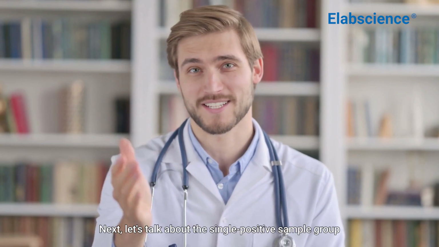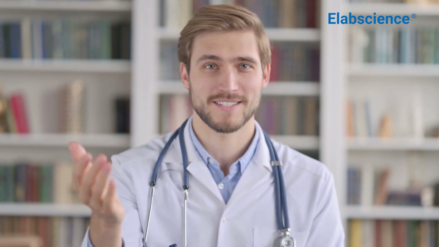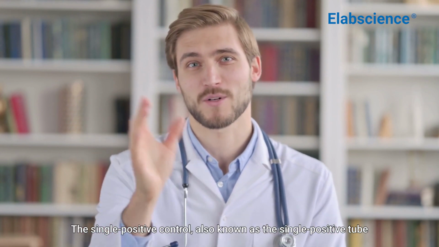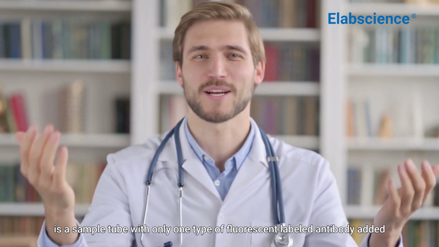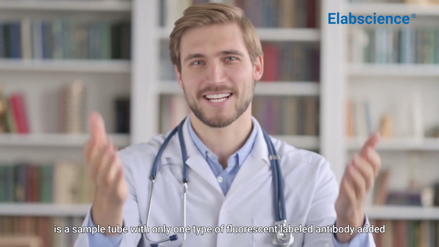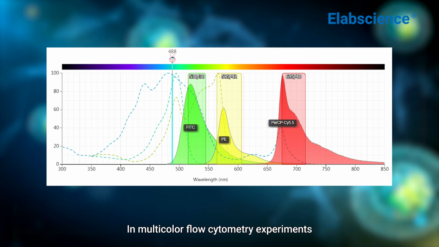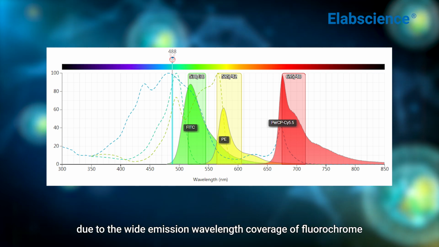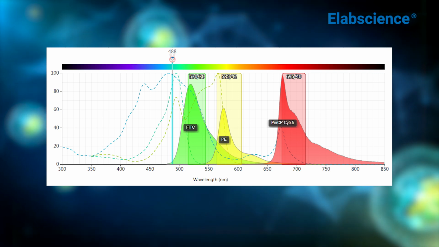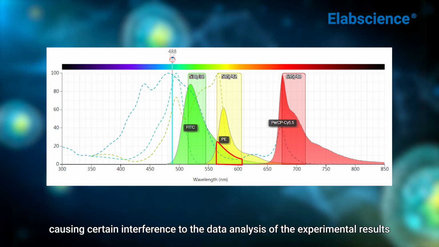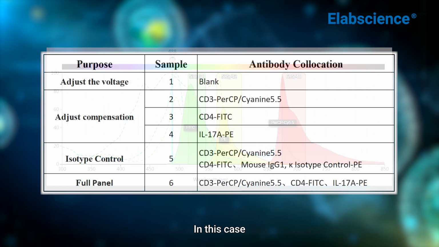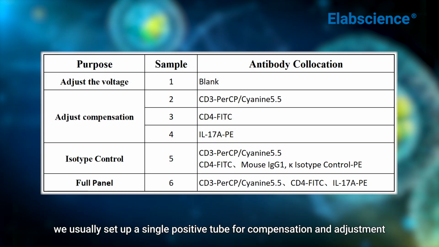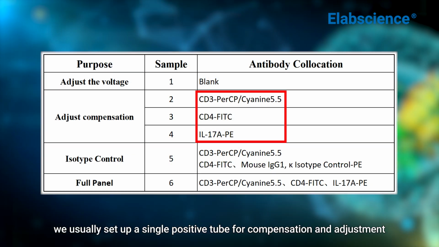Next, let's talk about the single positive sample group. The single positive control, also known as the single positive tube, is a sample tube with only one type of fluorescent labeled antibody added. In multicolor flow cytometry experiments, due to the wide emission wavelength coverage, fluorochromes may overlap, causing certain interference to the data analysis of the experimental results. In this case, we usually set up a single positive tube for compensation and adjustment.